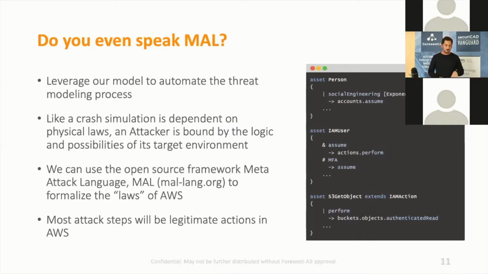And of course, or maybe not of course, but a lot of the attack steps will actually be legitimate actions in AWS. So if you assume the identity of an IAM user, you will be able to do all of the actions that are allowed on that user. There's no hacking involved in that part. It's just the logic of AWS. The same with network reachability, for example. It's also mostly logic that is used by the attacker. So there's not much hacking involved in that sense.